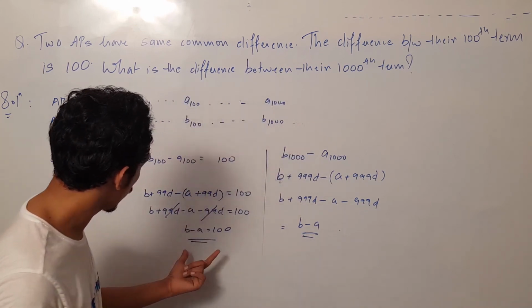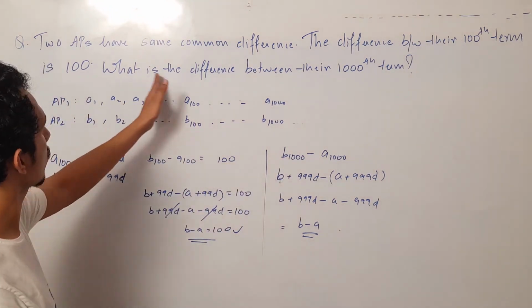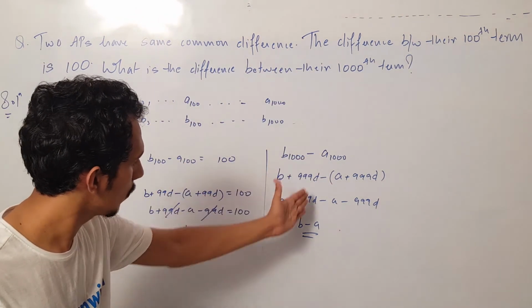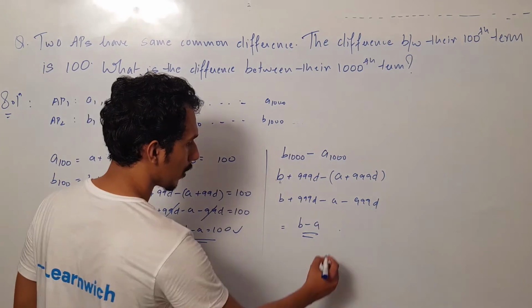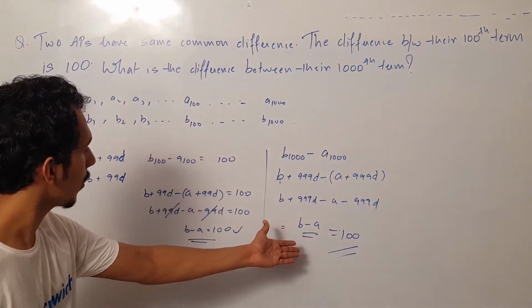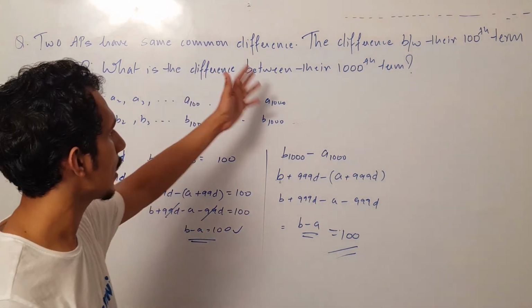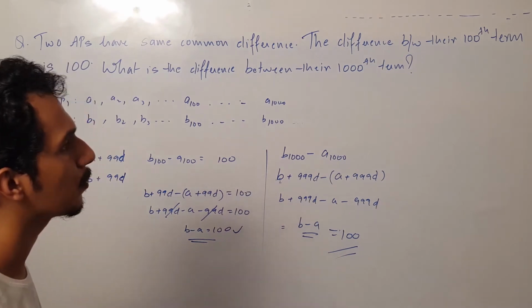Here, what was B minus A? It was 100, given in the question. So what is the difference between the 1000th terms? That is also B minus A. That is also 100. Understood? Here it is also B minus A. So the answer is solved. So simple. Please take your time to note this down, and we'll move to the next question.